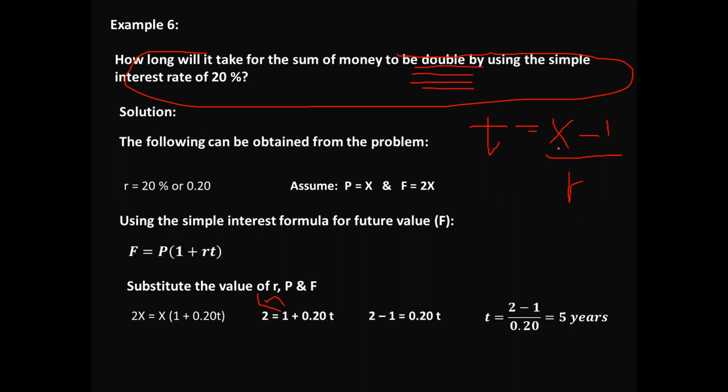Ulitin ko, no? X is 2 if double. X is 3 if triple. X is 4 if quadruple. X is 5 if quintuple. Ito yung spelling ng quintuple. Ibig sabihin, 5 ulit. Quintuple.